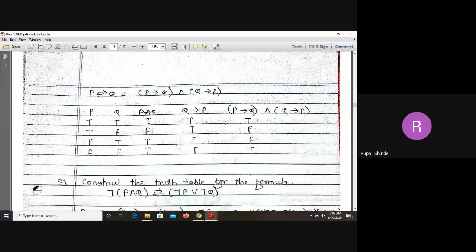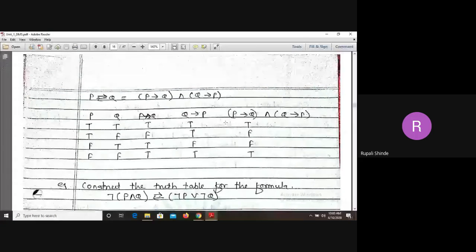Now, next statement. Next example. Construct the truth table for the formula negation of P and Q biconditional negation P or negation Q. So, can you solve this example? Whatever connectives we have seen, we have to apply those connectives and solve this problem. Can you solve it?